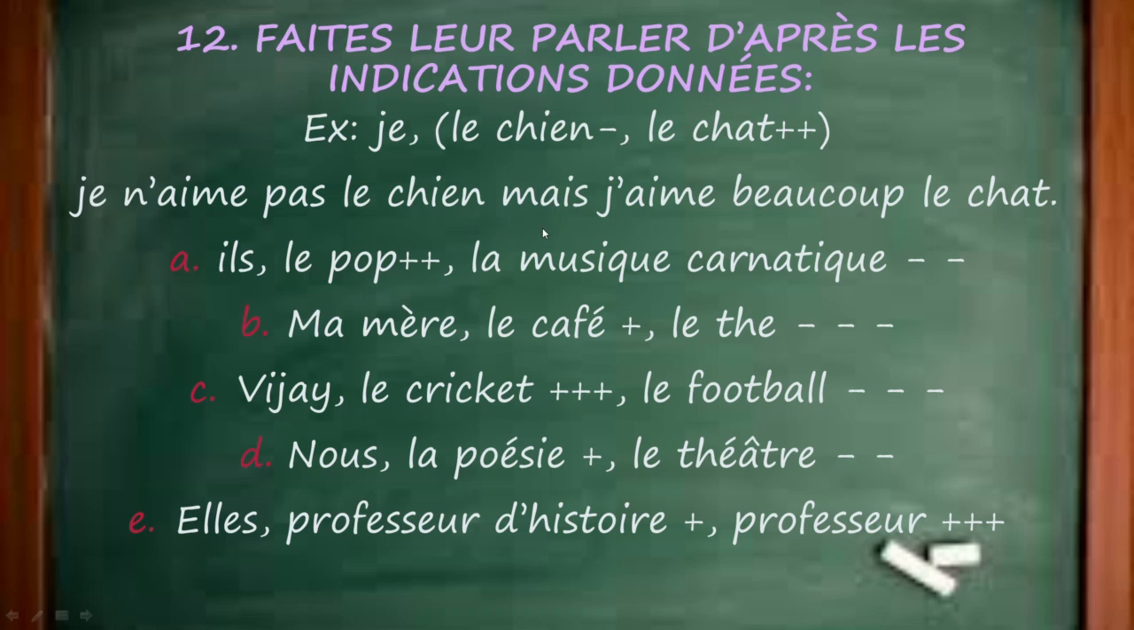Ils aiment beaucoup le pop, mais, so this word is important. In order to connect the two sentences, you'll be using mais. Again, you got to conjugate the verb, but you got to check the minus symbols. Il n'aime pas du tout, because when you got two minus, you'll be using n'aime pas du tout. So mais, il n'aime pas du tout la musique carnatique. Oui. So, we'll go to the next one.